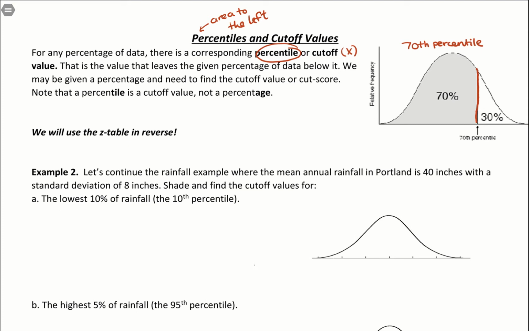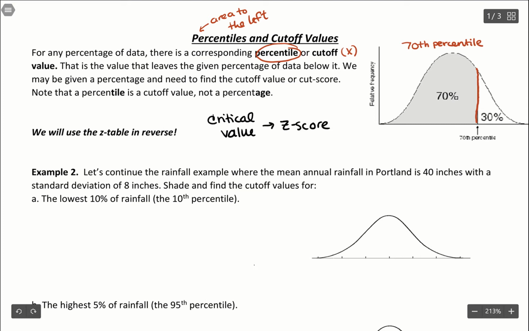A little step in the middle there is that we need to find the critical value. If you see the term critical value, that relates to z-score. It's really saying find the z-score associated with that cutoff value. So we're going to be finding these critical values first and then changing it to our cutoff value, which will be related to our question.